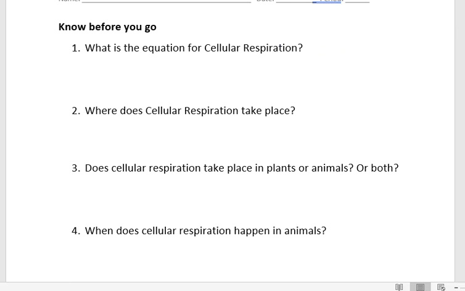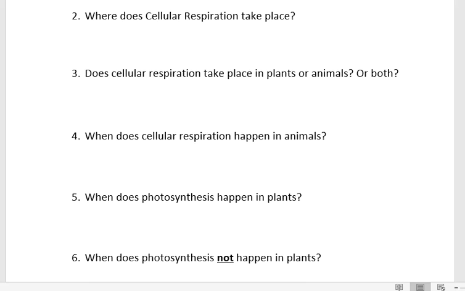Where does cellular respiration take place? If you think back to your reading or look back, you'll see that it's the mitochondria. Does cellular respiration take place in plants or animals, or both? I think if you've been listening, you'll know the answer to that question. And when does cellular respiration happen in animals? Always. You never stop breathing. Same thing with plants.